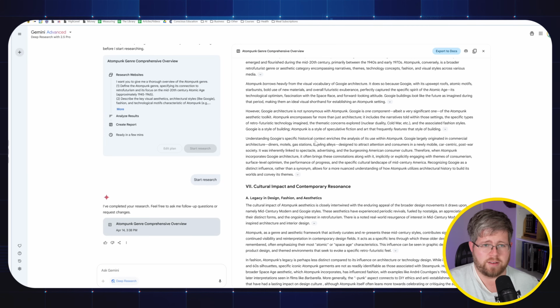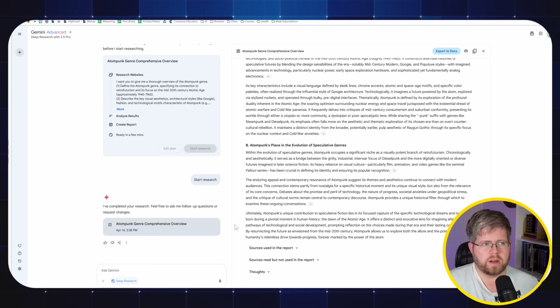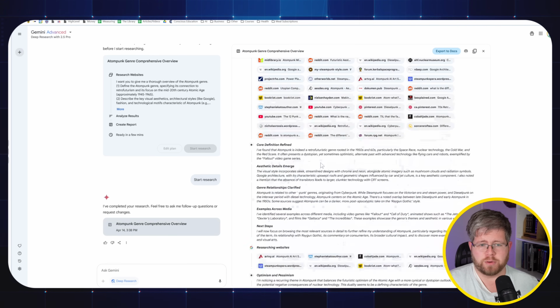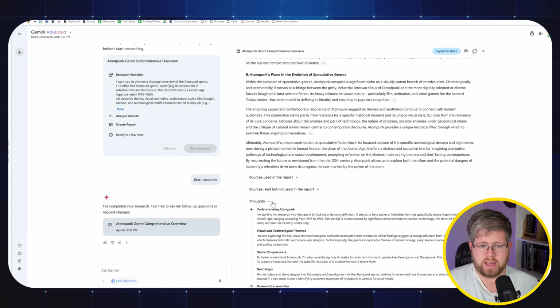And also, if we look at what Gemini gave me, I feel like some of the reporting on the sources that it used was really cool. Like it says the sources used in the report, but also sources that were read but not used in the report. And it also gives you the thought process because there is a thinking model involved here. And so you can actually see the process it went through to get to the answers that it gave you.